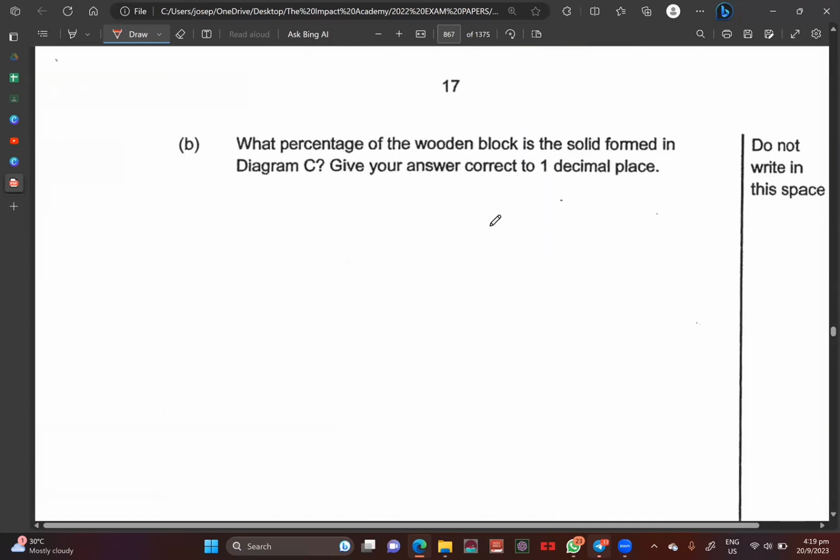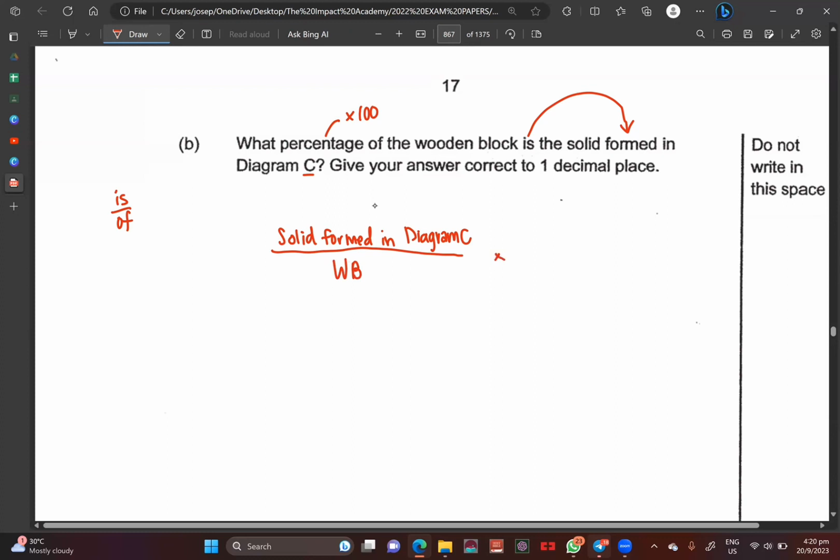Now when we move on to the second part of the question, it says, what percentage of the wooden block is the solid form in diagram C? The question wants you to find a percentage, so you have to times 100. The solid formed in diagram C is my numerator. If you're wondering why, because it's the solid form, so it's always is over of. Over the wooden block, which means the total, times 100.